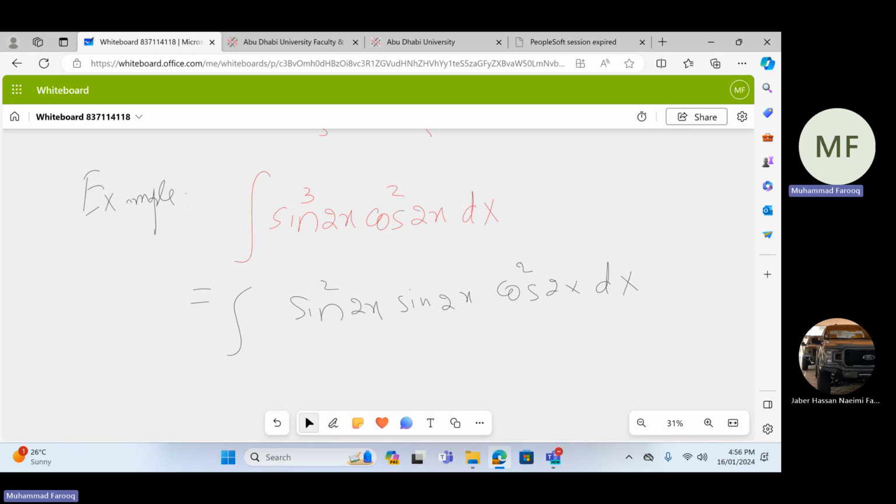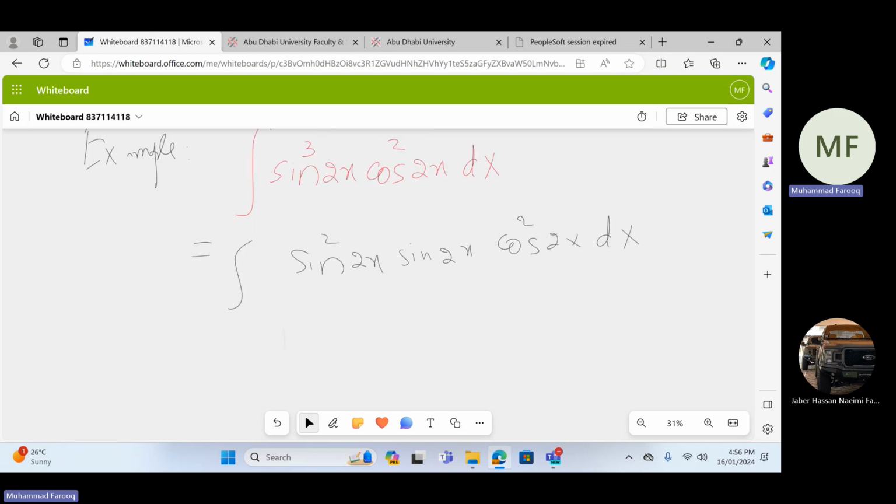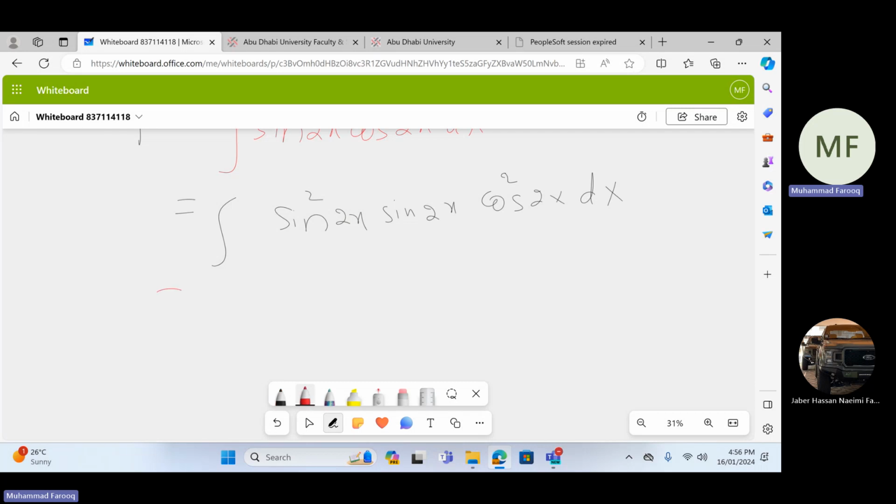Again, be careful. Don't use the identity on cosine square. Who do you break, sine or cosine? You break sine. You use the identity on the one that has odd power. Very good. So integrate sine square will be 1 minus cosine square, the same angle. The angle doesn't change, 2x. And then we have sine 2x and cosine square 2x dx.